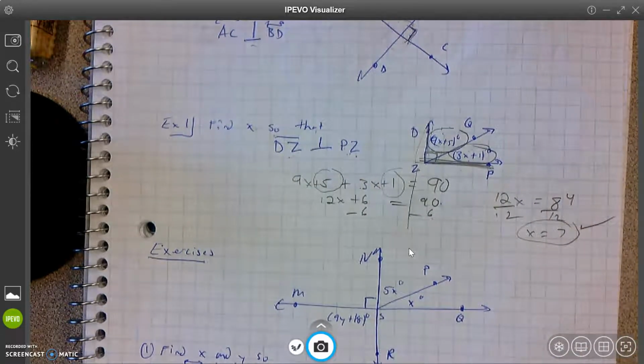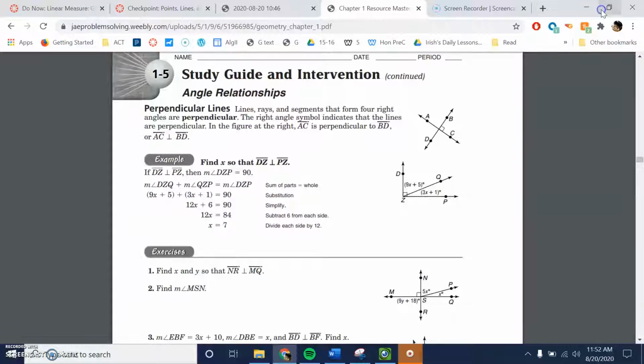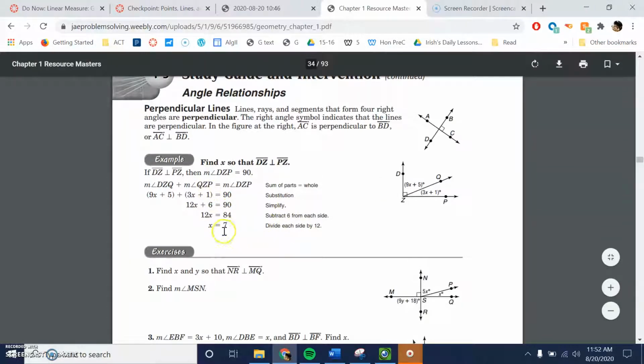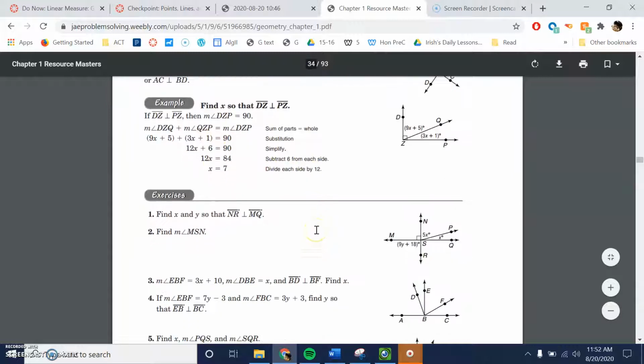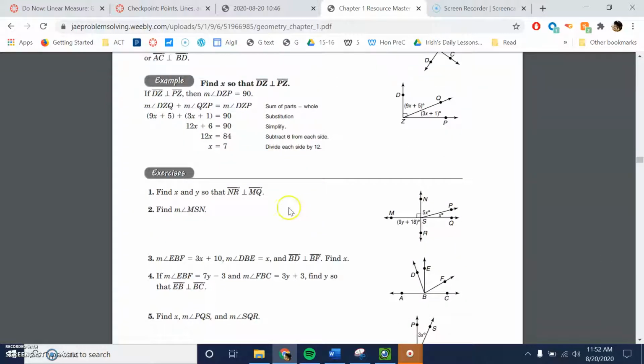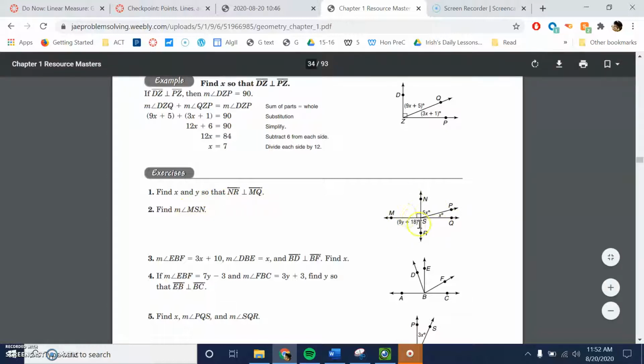Boom, got it. Let's double check. Always double check in my work, see if I got it. Oh yeah, here it is. X equals 7. Got it. Okay, now let's do 1 and 2 here. So copy 1 and 2 down. It looks like this picture goes with it. So 1 and 2, and copy the picture. Go. Pause.